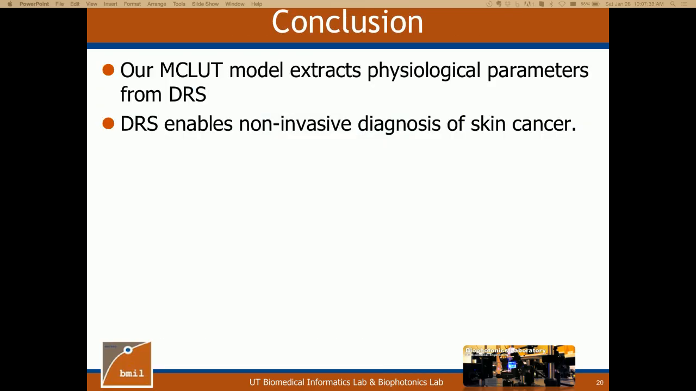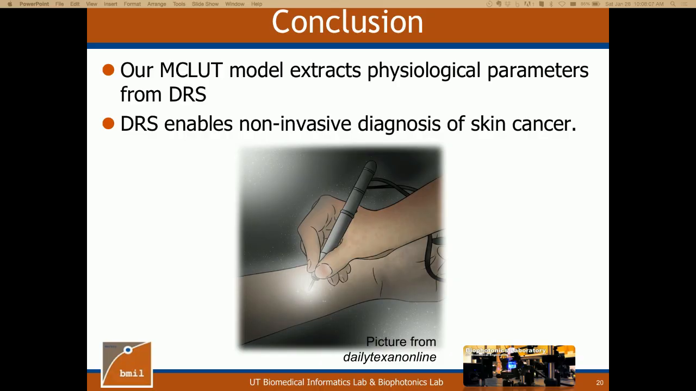So my conclusions are, the first point is our Monte Carlo lookup table model can extract physiological parameters from measured reflectance. And the second point is, using these physiological parameters, we can classify different types of skin lesions. Hopefully, in the near future, we can achieve a non-invasive, fast, and accurate skin cancer diagnosis. Just one click, one shine, and then you can know what type of skin lesion it is.